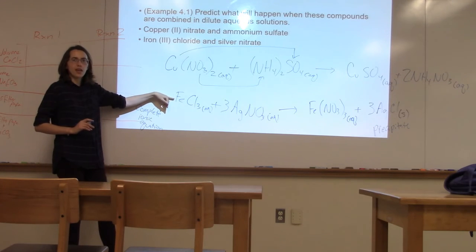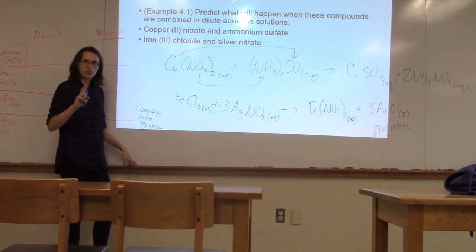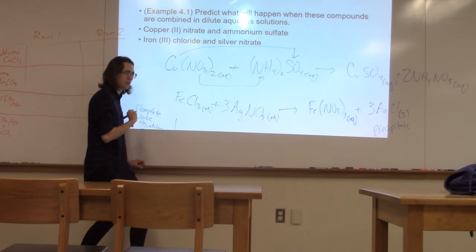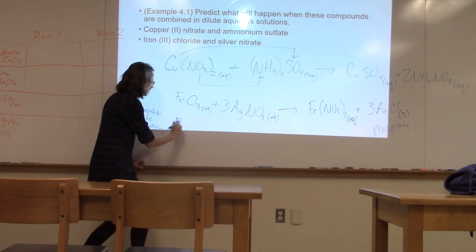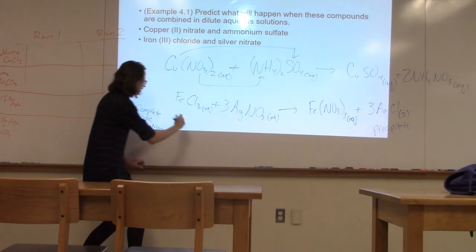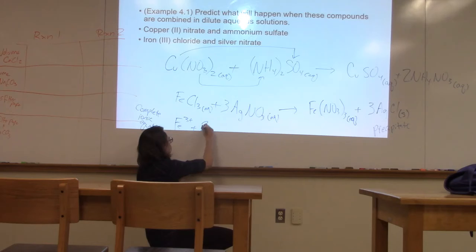This is what is happening to all of the ions in this solution. FeCl3 is aqueous, so in solution, it's going to be two ions. What are the two ions? Fe. Fe with what charge? 3 plus. Plus 3 Cl minuses.